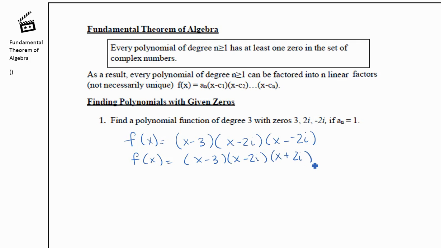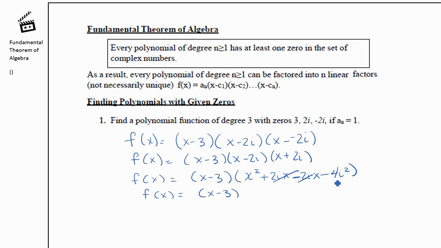Now, we want to FOIL this out, multiply it out. The first thing we're going to do is multiply our two conjugates. So we'll leave the x minus 3 alone, and we're going to FOIL this, so it'll give us x squared. Outside will give us plus 2ix, the inside will give us minus 2ix, and the last terms will give us minus 4i squared. Now, cleaning that up a little bit, these two cancel out. i squared is negative 1, so this negative 4 times negative 1 becomes a plus 4, so we have x squared plus 4. And now we want to FOIL these two terms.